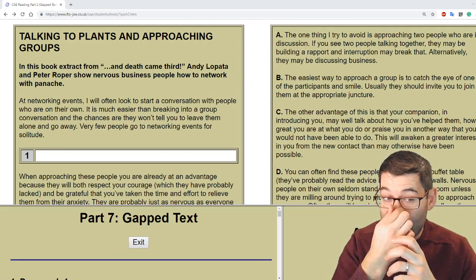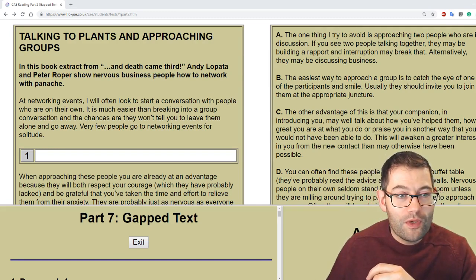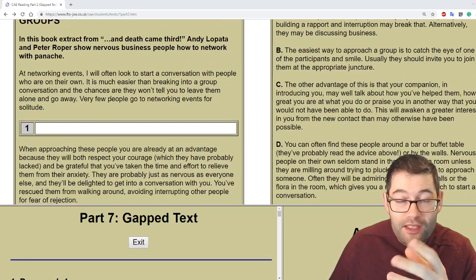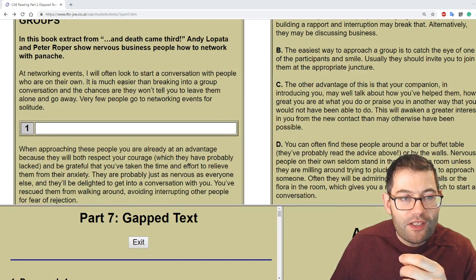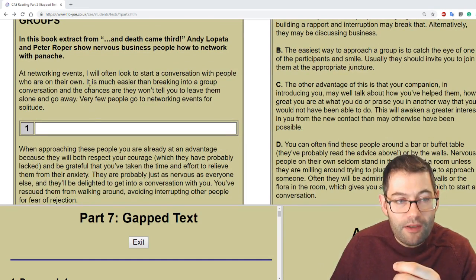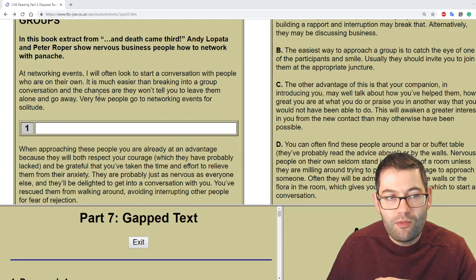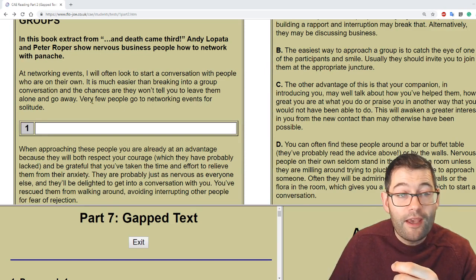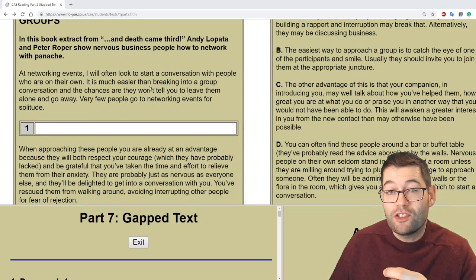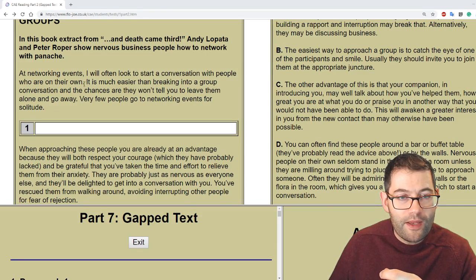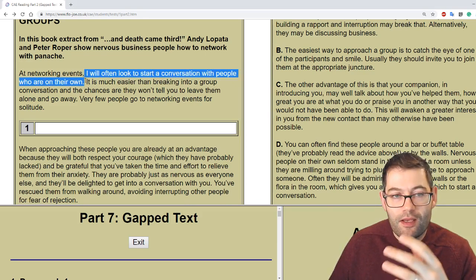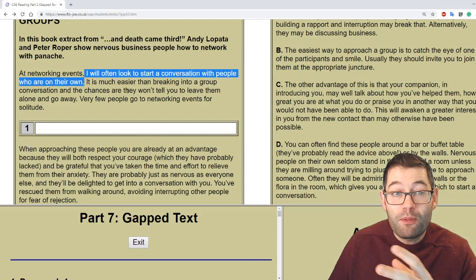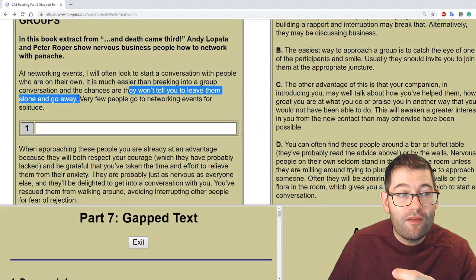So let's have a look at this part 7 question. We're talking about networking events, and the second paragraph says, at networking events I will often look to start a conversation with people who are on their own. It's much easier than breaking into a group conversation, and the chances are they won't tell you to leave them alone and go away. Very few people go to networking events for solitude. So what can we take away from here? I will often look to start a conversation with people who are on their own. And the people who are on their own won't tell you to leave and go away.